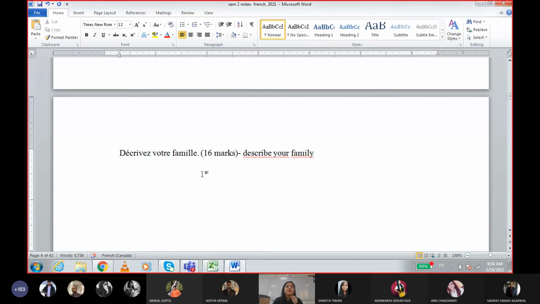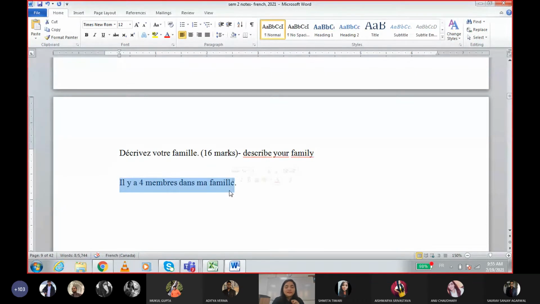Okay. So you always have to start a paragraph with one line which you need to memorize. That is, il y a 4 membres dans ma famille. Now, please don't get into the pronunciations as of now. We are just learning how to work with these 16 marks. So, no pronunciations, just the concept. So, this is my first line, which I need to learn as it is.